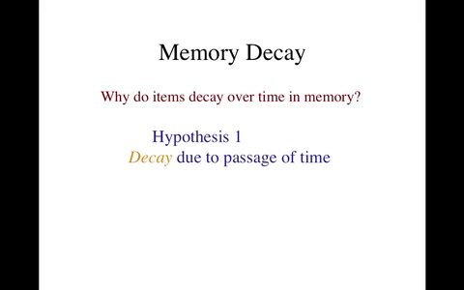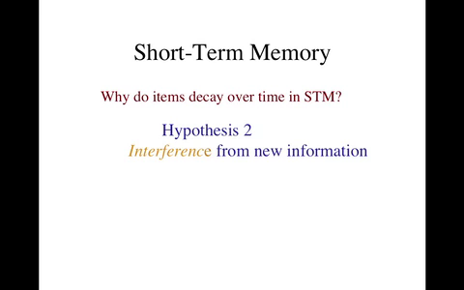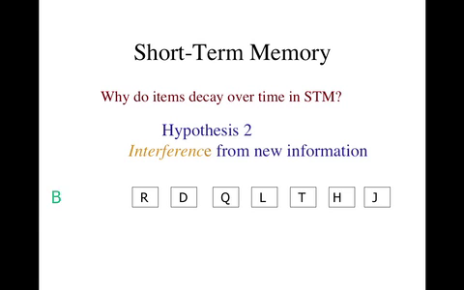So, what is this decay? Why do things decay in memory? And you could ask this about any memory system, whether it be sensory memory, short-term memory, or long-term memory. There are two possible reasons why things could decay. It could be just due to the passage of time. As we said, ultimately memory depends on states of the nervous system, and the nervous system is very dynamic, and it's changing over time. Or maybe information just gets lost for that reason. The second hypothesis is interference from new information. So if you have information in short-term memory, new information comes in, it can knock out older information.